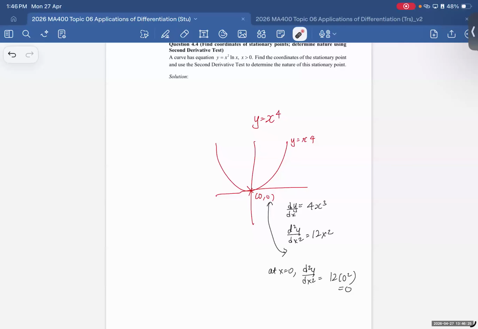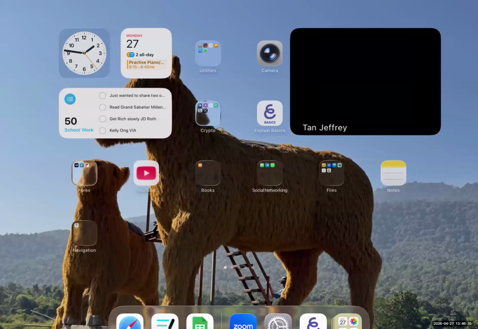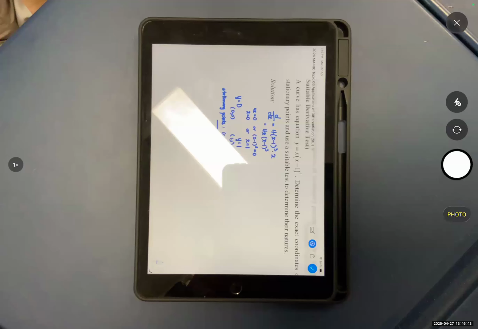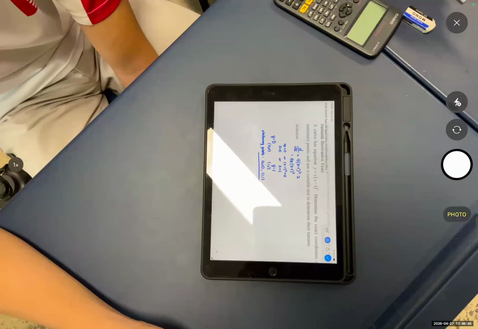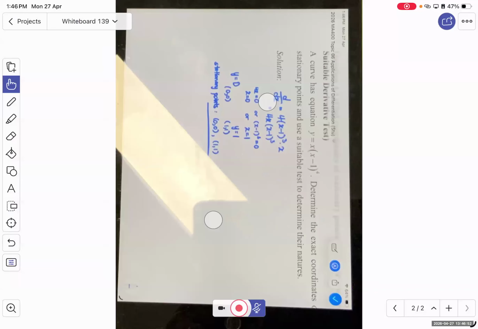So how do I know? Once I got the first derivative, how do I know whether to use the first or second derivative? Okay, use the suitable one. Usually, I will see what the function is. Like this function, I can see that it is quite easy to differentiate. So if it's easy to differentiate, I'll just try a second time.